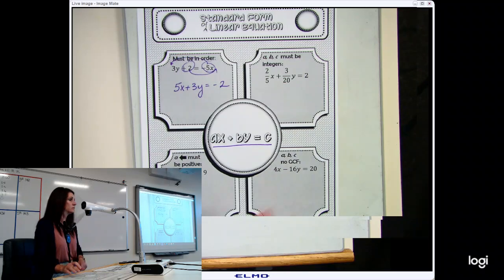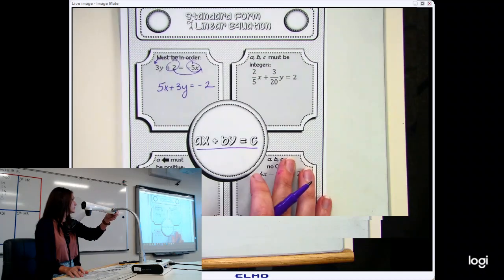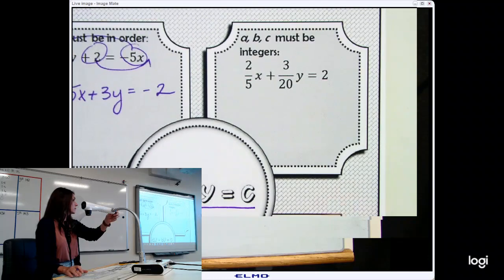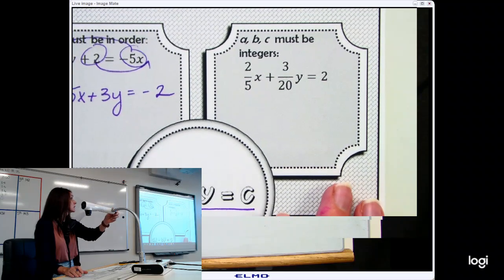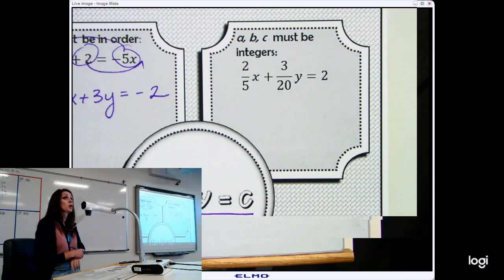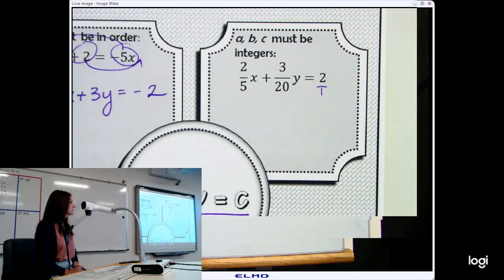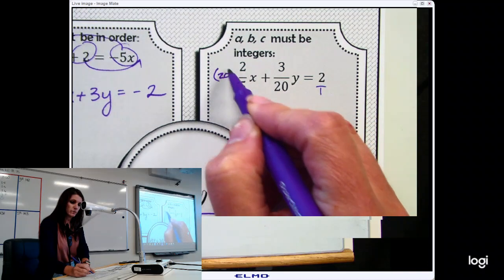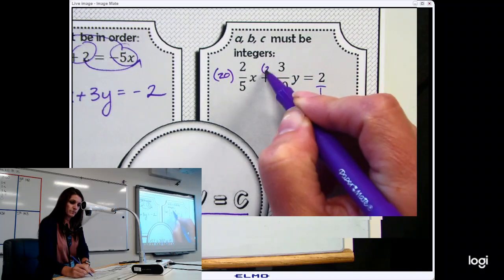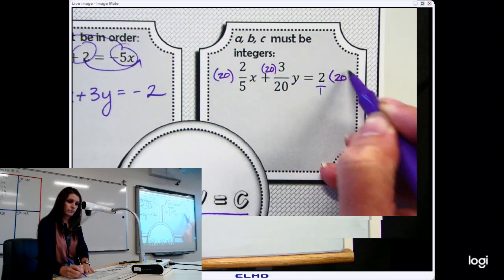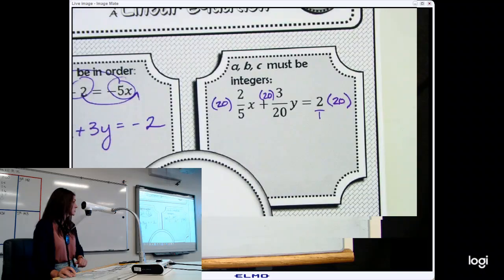Okay, the next one, some of us struggle a little bit because we don't like fractions. But fractions are your friends. It's okay. A, B, and C must be integers, meaning no decimals, no fractions. How do I get rid of the fractions? Look at your denominators. We'll put over 1. What would your common denominator be? 20, right? So if I multiply every term by 20, I should be able to get rid of my fractions.